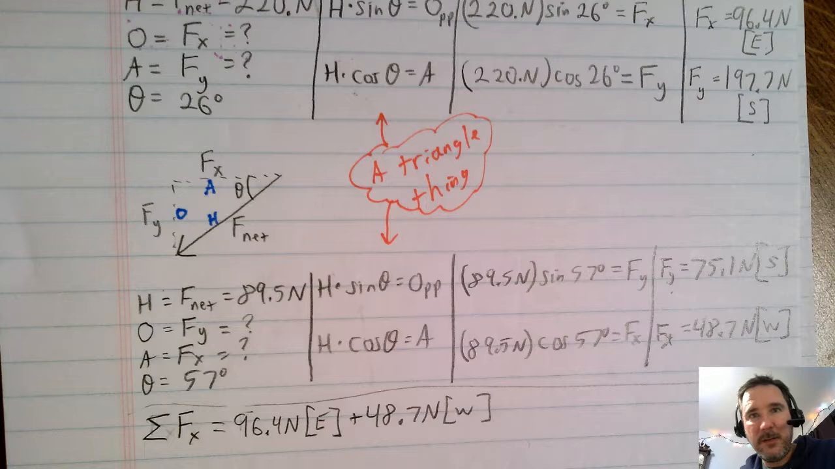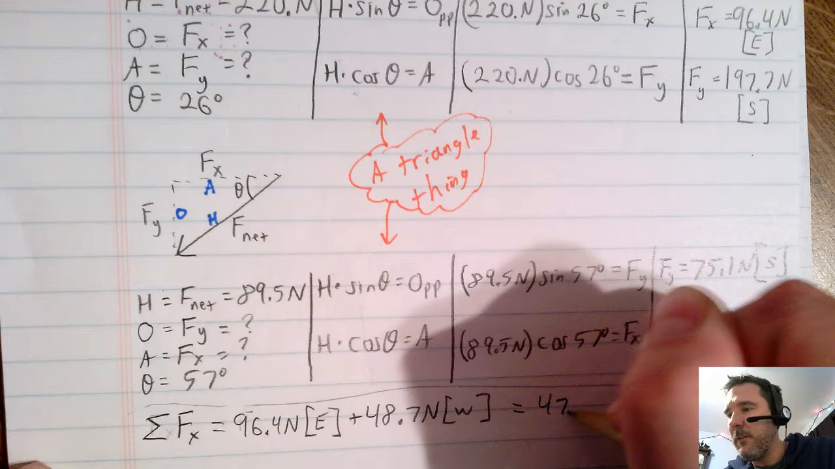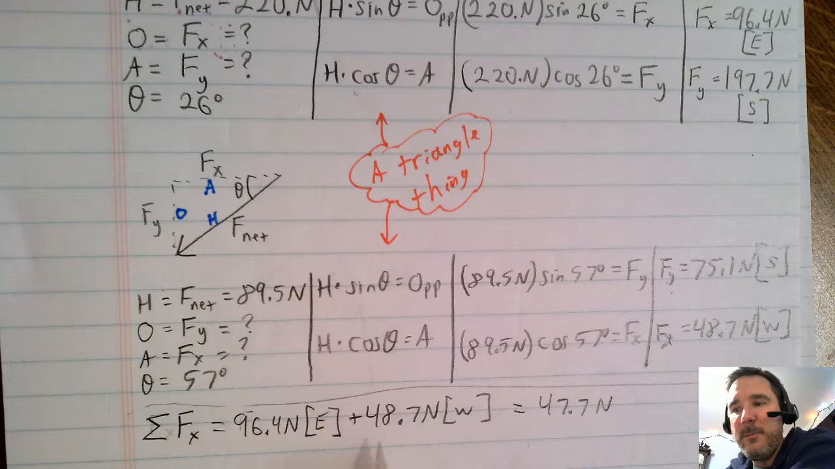Which one do you put in first? Put the bigger one in first. You're going to deal with the direction later. All right. So I'm just going to subtract them. 48.7. And I got, all right, that's going to give me 47.7 newtons. What direction? Which one's bigger? That's all you got to do. Is it going to be east or is it going to be west? They were opposite, so I subtracted them.